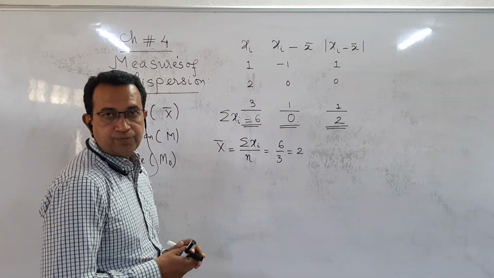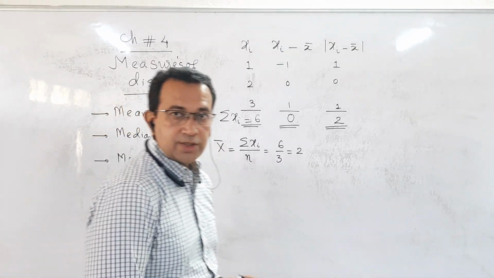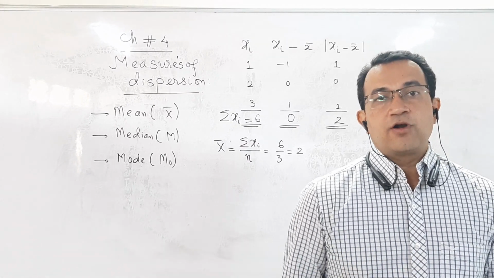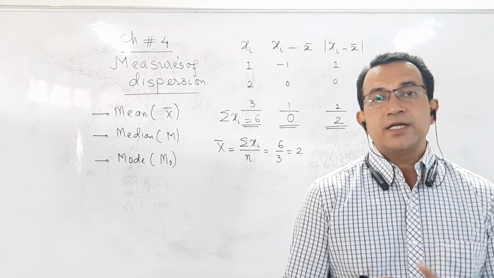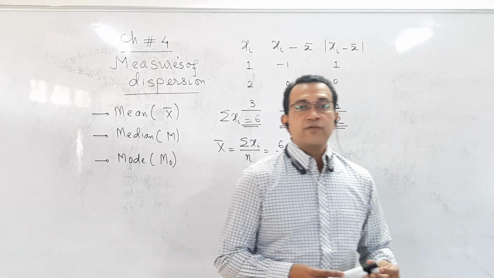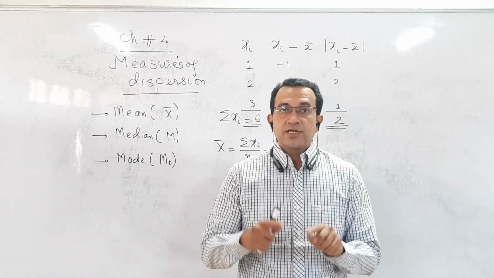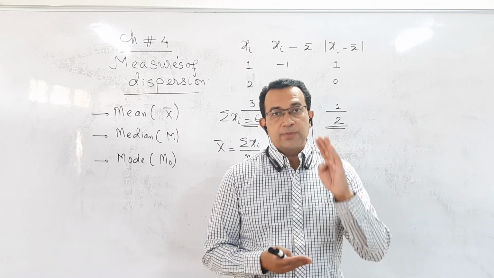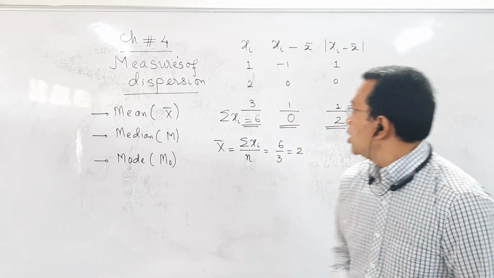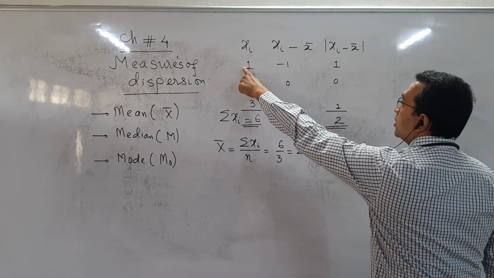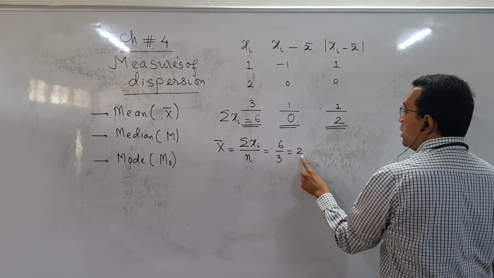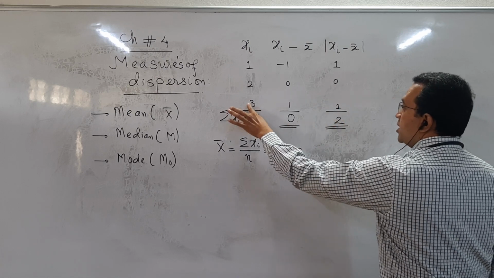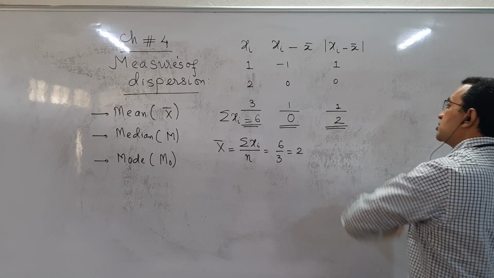What is dispersion? A measure of dispersion indicates how far the given observations are from the measure of central tendency. So I can say the dispersion of ungrouped data observation 1 from mean 2 is 1. Dispersion of 2 from mean 2 is 0. And dispersion of 3 from mean 2 is 1.